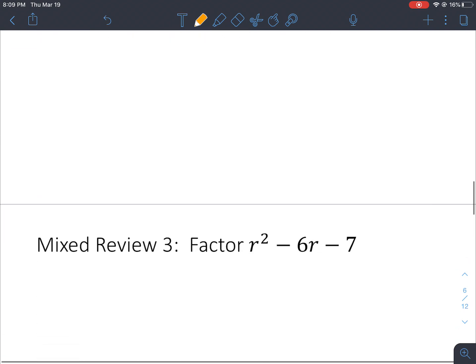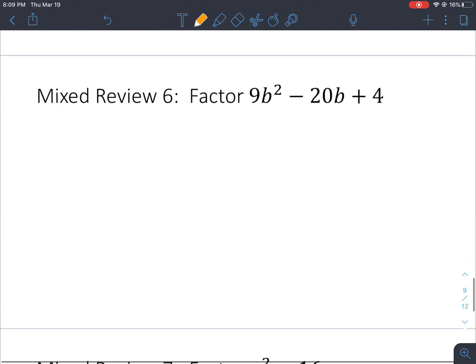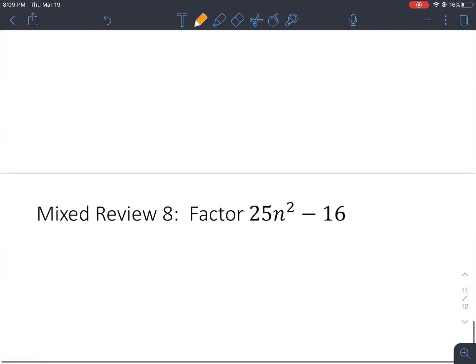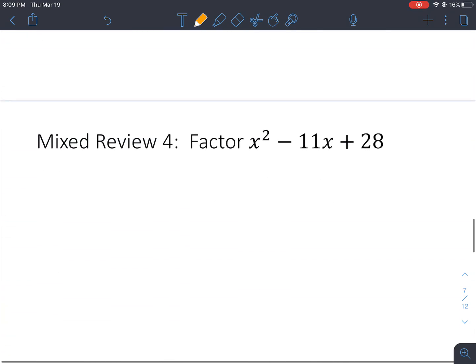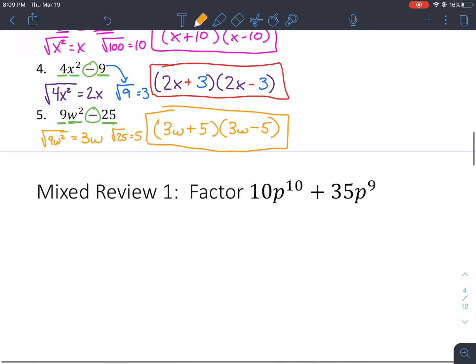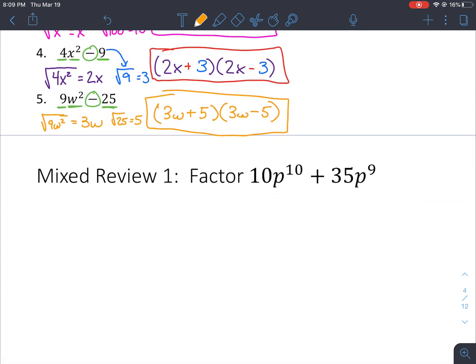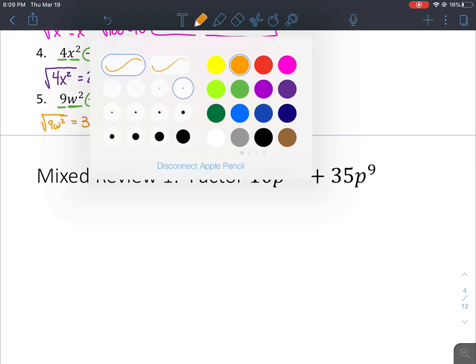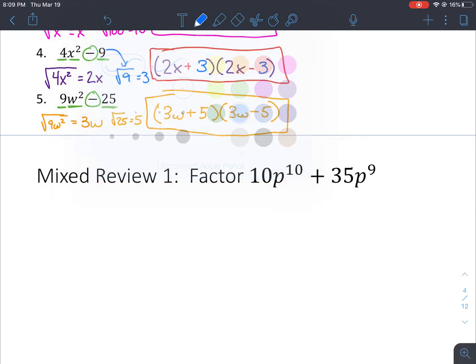So now you'll notice the rest of the way is mixed review. And we've got 1, 2, 3, 4, 5, 6, 7, 8 of these problems. Okay? So what we're going to talk about in each is how do we know what type of factoring we do. Do I do GCF? Do I do AC method? Do I use difference of squares? Okay? So as we look at each problem, we'll talk about what we look for and how we know.